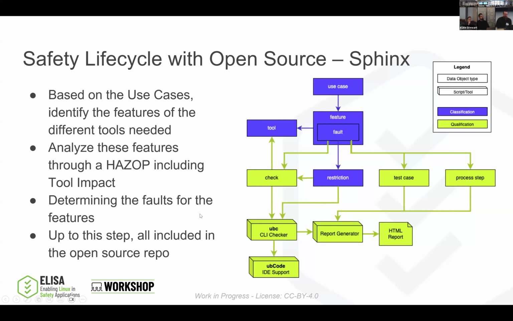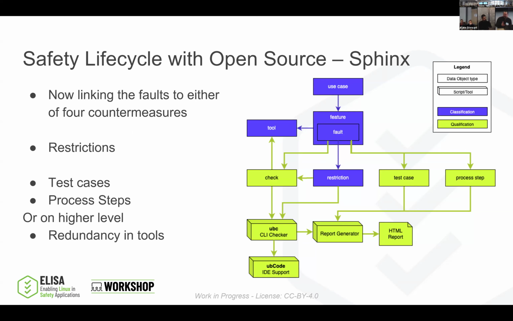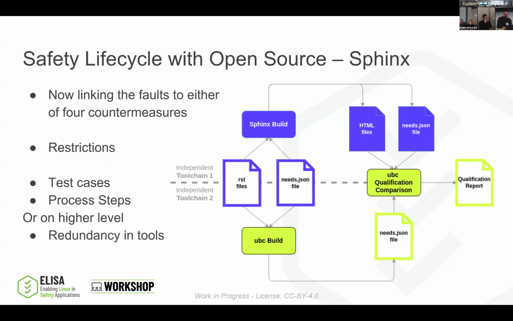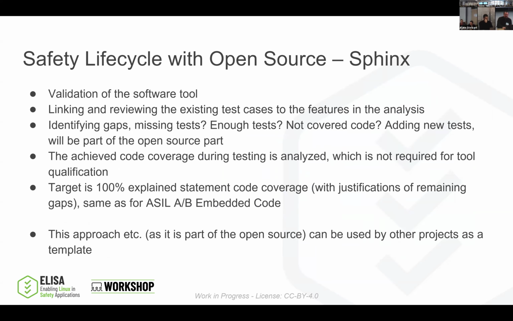That's again all freely available. You do the analysis, you analyze the tool features, use cases, the features that are used in order to realize that use case, and then we have the faults regarding that feature. And then we are linking either restrictions, don't use that because it's unsafe to use for a safety project, or yes, there's a test case, or there's an additional check in another tooling that can avoid this kind of problem. That's available in there.